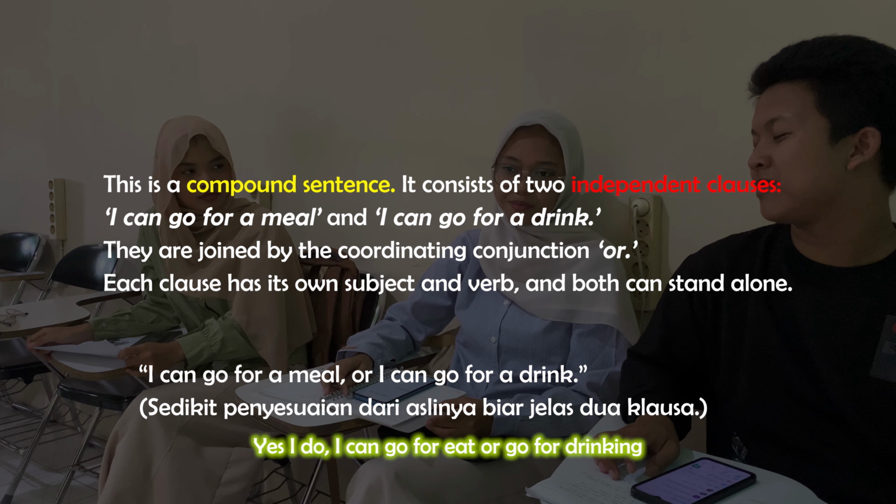This is a compound sentence. It consists of two independent clauses: I can go for a meal, and I can go for a drink. They are joined by the coordinating conjunction or. Each clause has its own subject and verb, and both can stand alone.